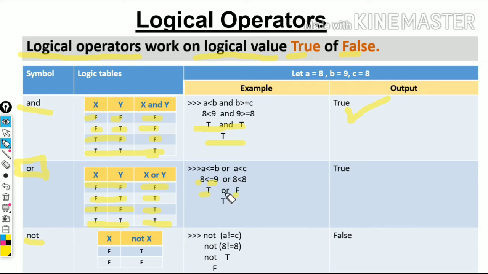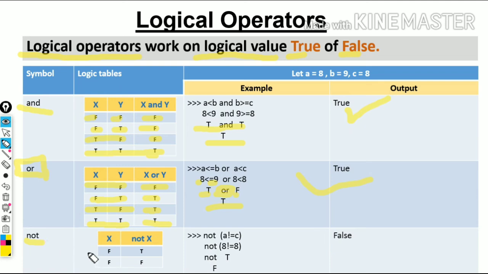Then between true and false we have an OR operator. The OR operator says if any of the values from either side is true, the result will be true. So our answer will be true.